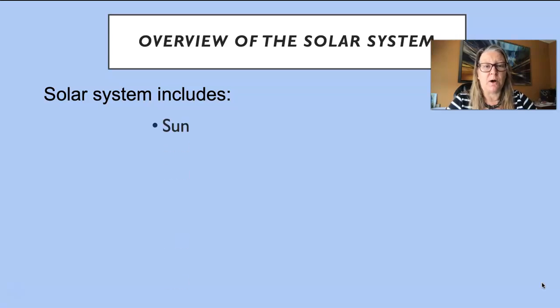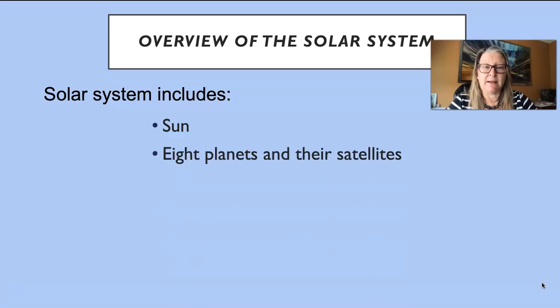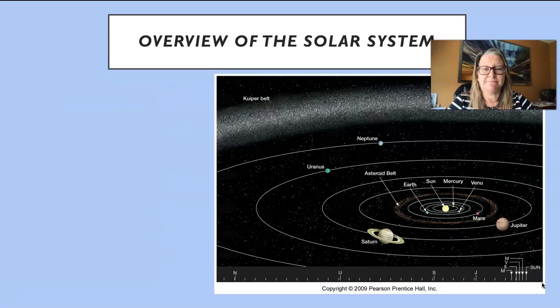So what does our solar system include? Well, it includes one star, the Sun. It includes 8 planets and their satellites, or what we might call their moons, asteroids, comets, meteoroids. We'll eventually talk about what the difference is between each of those, and dwarf planets.